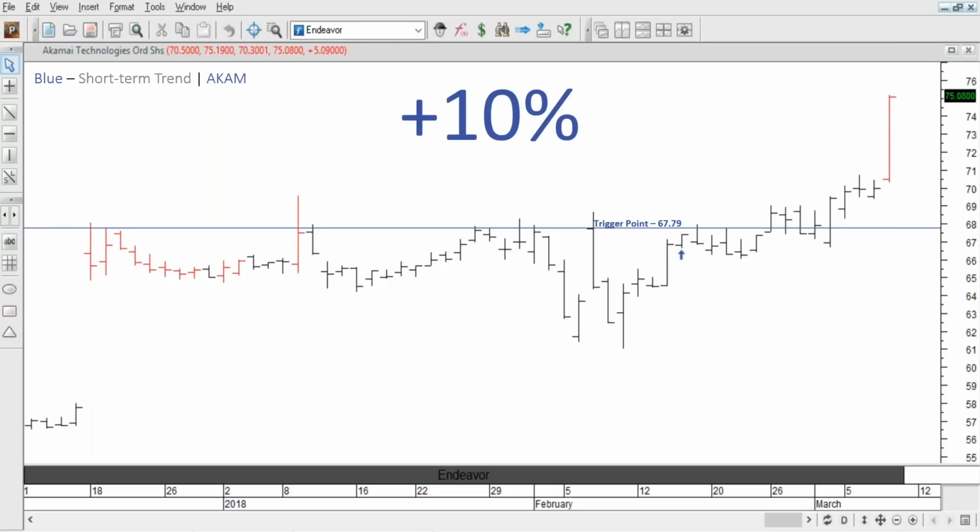or $7.29. Now here, to put this into perspective, the entire Endeavor program costs $950 a year. And if you would have taken just 150 shares, you could have paid for the entire program in one trade. Or just 14 days. Not bad.